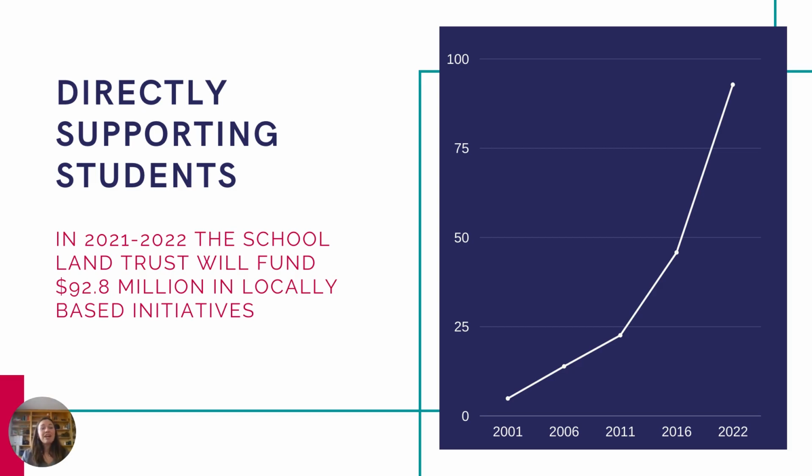And because of wise investing and oversight of the program, that fund has increased. And the size of the distribution to the School Land Trust Program has increased with it. So in 2001, our office distributed only $4.9 million to Utah public schools. This year, I'm excited to say we distributed $92.8 million in school land trust funds to public schools across the state of Utah.